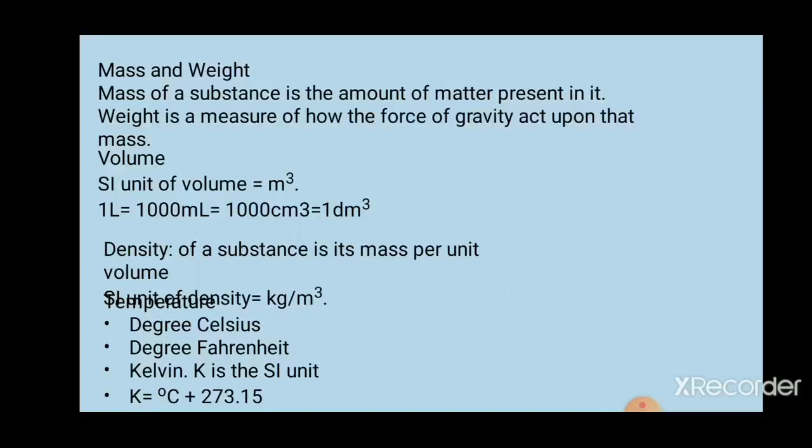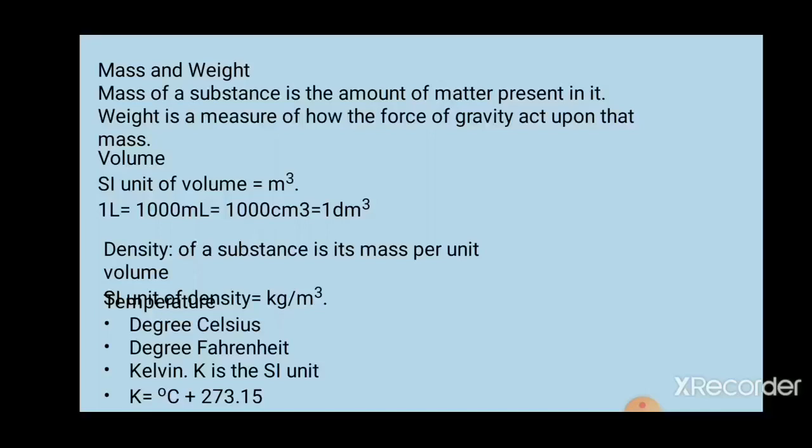Okay, now the next quantity is density. So density, what is the meaning of density? Density is nothing but the mass of a substance per unit volume. Mass of a substance per unit volume. Okay, per unit volume. Now here, this is a very important question.